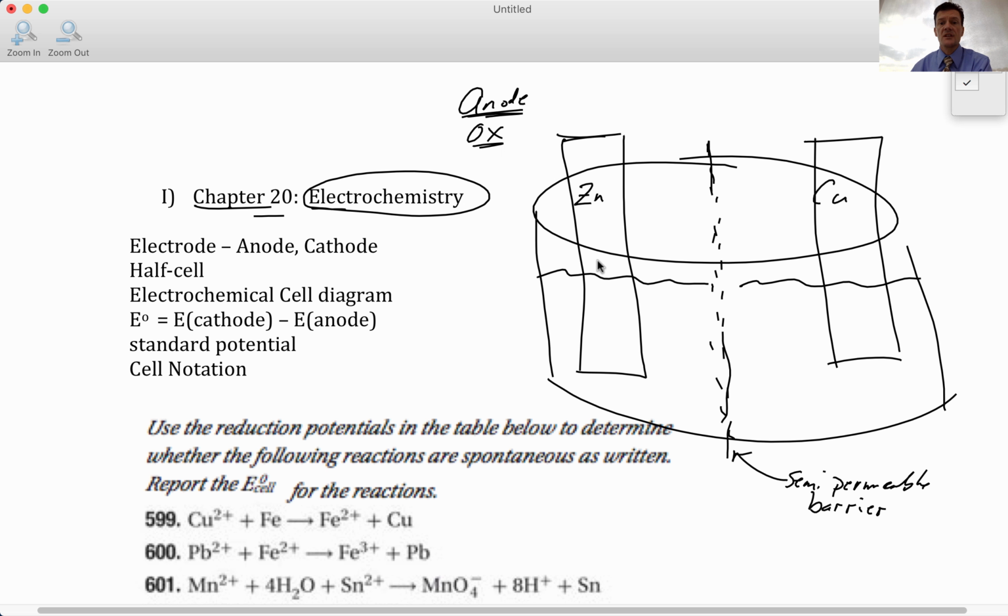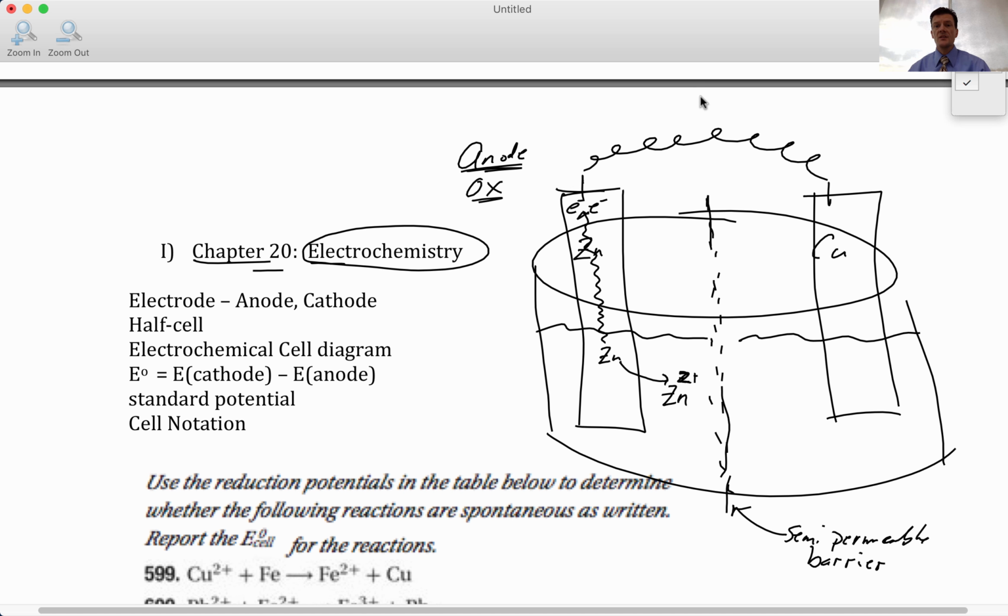That's where oxidation is occurring because these zinc atoms are going to be losing electrons, and that zinc atom then is going to go into the solution as zinc ion, 2 plus. Each atom is going to lose 2 electrons. Of course, we have this connected up through a wire, and then our device, whatever device we want to operate, like a bulb here or something.